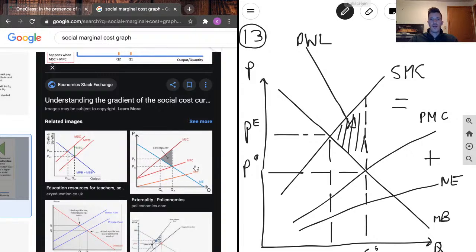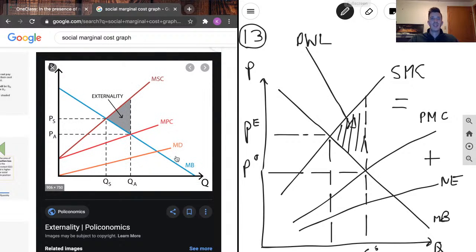Yeah, okay, so here they've drawn, this is essentially what I was trying to draw. Here they've got the private marginal cost. They've written MPC, I've written PMC, same thing. Negative externality here, they've denoted MD. By summing the two of them, you get this marginal social cost. And that's how you internalize the externality.